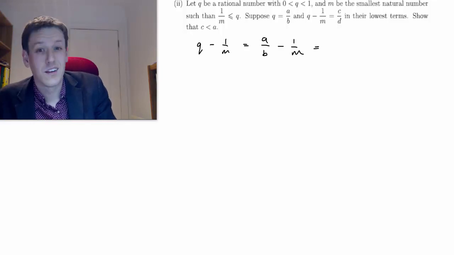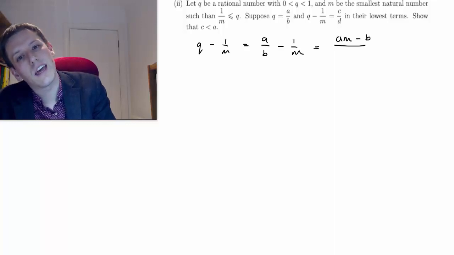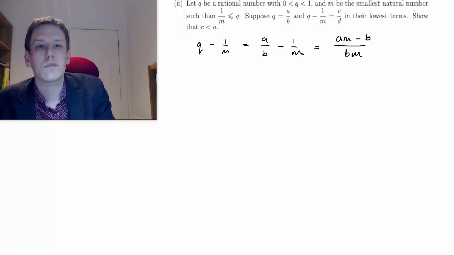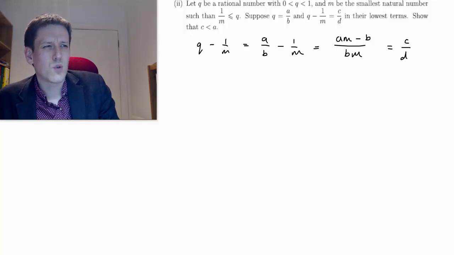I'm really here just repeating what I've been doing in question 1, but in general, if you're wondering why I'm starting to do this, where I'm taking my rational number, subtracting this 1 over m, and then simplifying it into a single fraction, I get here a times m minus b divided by b times m, and this is equal to c over d. Okay, so actually what I need to do is to show that this numerator is smaller than a.